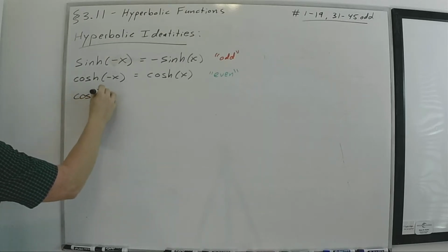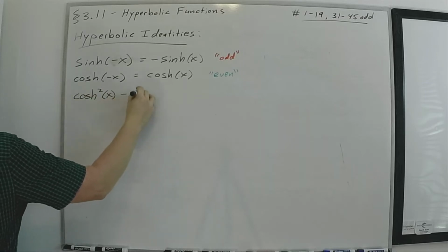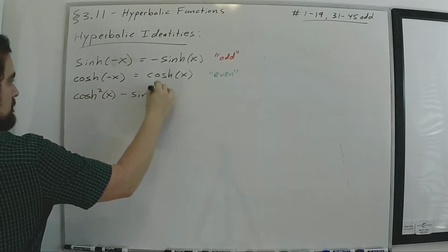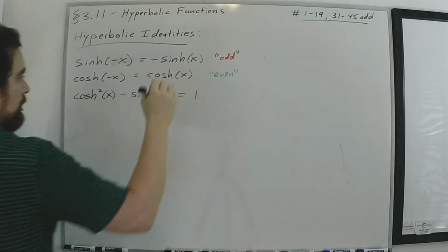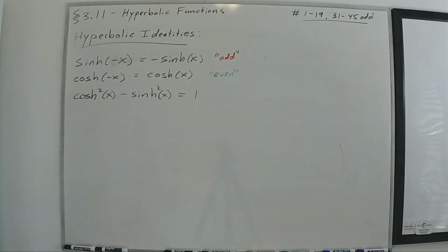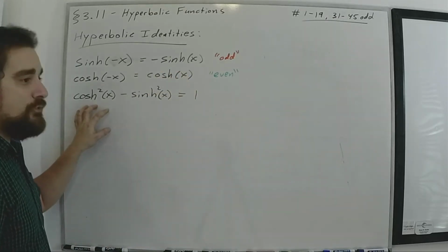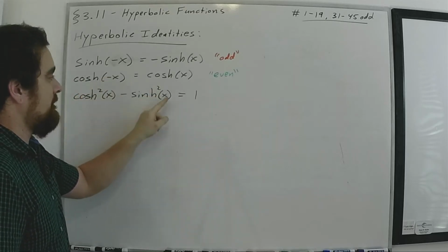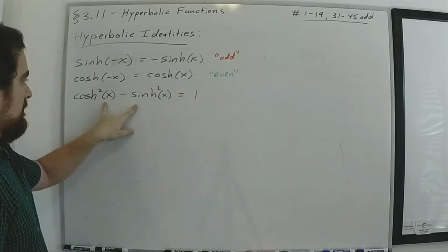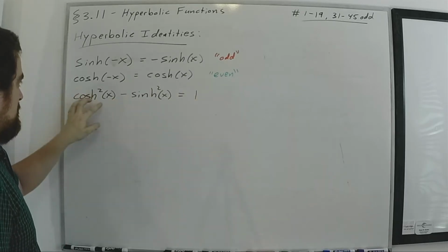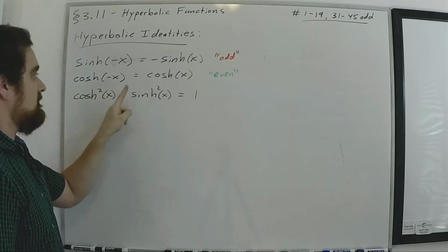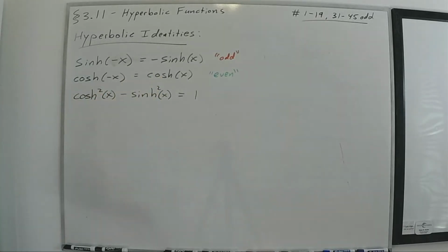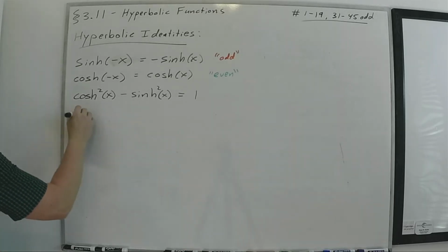Cosine hyperbolic squared of x minus sine hyperbolic squared of x is equal to 1. Okay, this one's a little bit different because in trig, cosine squared of x plus sine squared of x was 1. For the hyperbolic functions, it's actually different. Cosine hyperbolic squared minus sine hyperbolic squared is 1. So it tweaks that identity a little bit, and that's just based on the way they were defined.